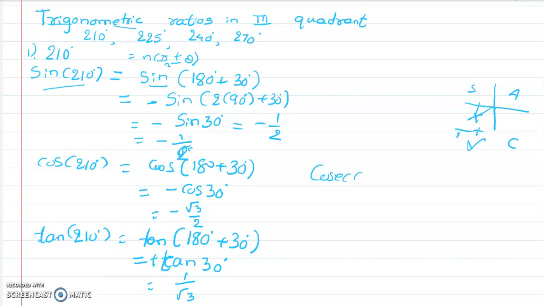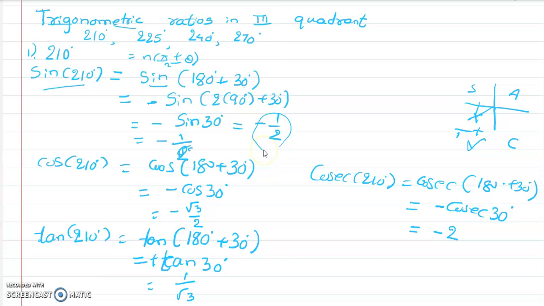Similarly, I want cosec 210 degree. I write cosecant operating on 180 degree plus 30 degree. Cosec of 180 plus 30 means cosec 30 degree, and cosec is negative in the third quadrant. Minus cosec 30, it is 2, or in other words you can say it is the reciprocal of sine 210, cosec 210.